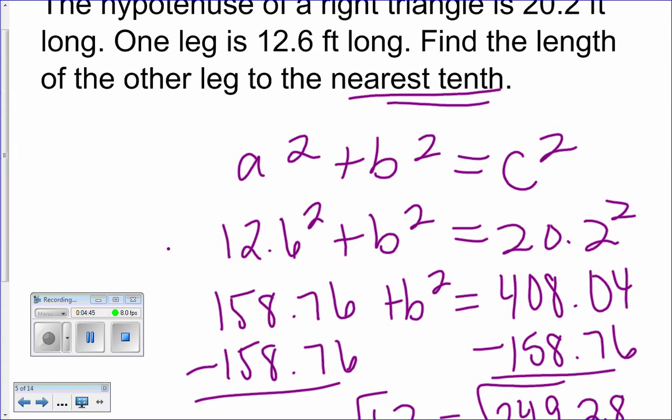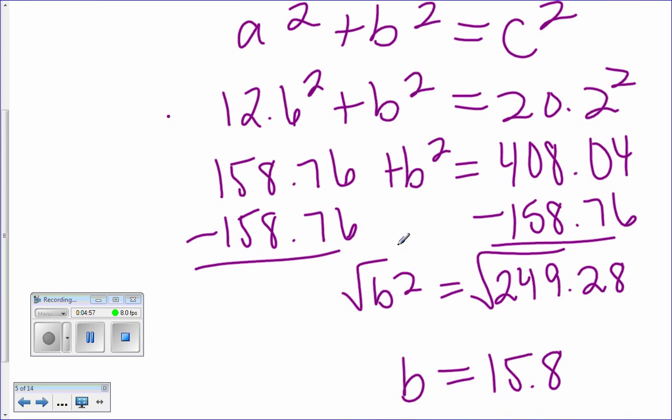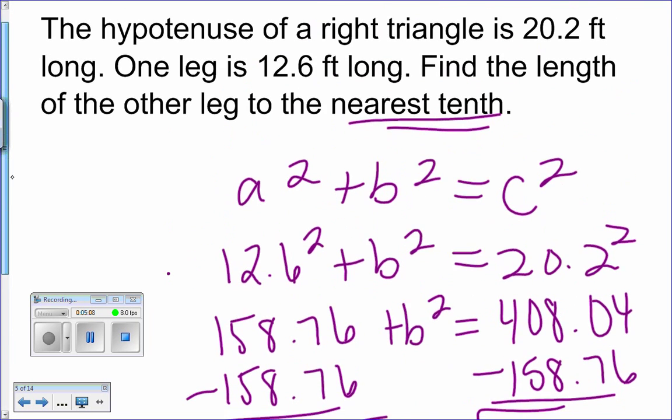So you should have plugged in 12 and 6/10 for the leg. We don't know what b squared is, and we know that the hypotenuse is 20 and 2/10. Square both of the numbers. Opposite of adding is subtracting. We take the inverse of squaring, which is taking the square root. We want to round to the nearest tenth, so on your calculator it is 15.788. So we round up to 15 and 8/10 feet.